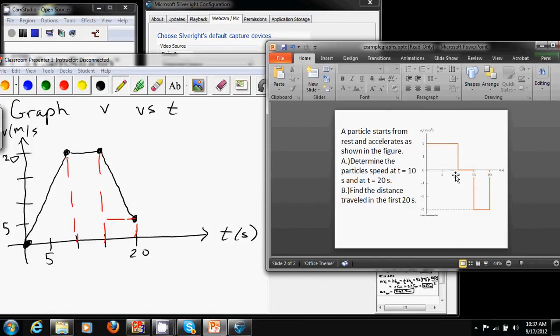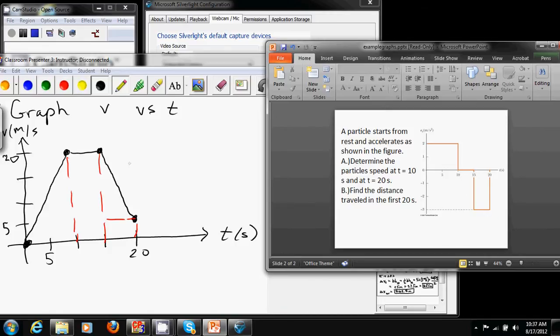Then between 10 and 15 seconds, remember that we had 0 acceleration. That doesn't mean no motion, okay? It just means constant velocity. So here we have a constant velocity of 20 meters per second between 10 and 15. It's just going to stay at whatever it was at the time when it went to 0, okay? Then, between 15 and 20, we have negative acceleration.